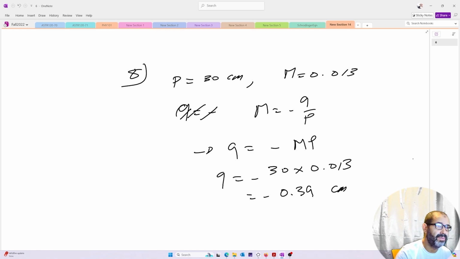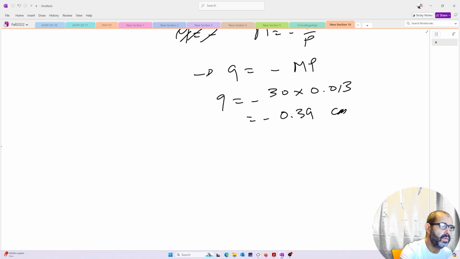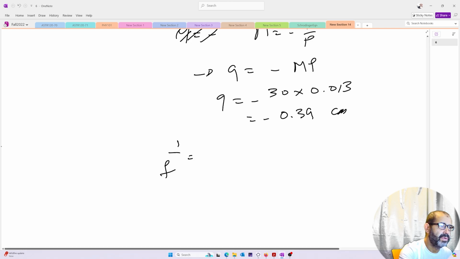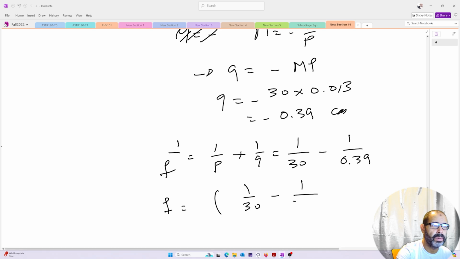Determine the radius. So we have Q. Now we can find what F is, and from there we can find what R is. Again, 1 over F is equal to 1 over P plus 1 over Q. And 1 over P is 1 over 30, and this one is a negative number, 1 over 0.39. Obviously, the answer is going to be very close to this number because F is the inverse of this expression. This is an extremely small number. When you divide by a big number, it's going to be small. When you divide by a small number, though, it's going to be a big number. That's why the contribution is going to be very close to this one here.